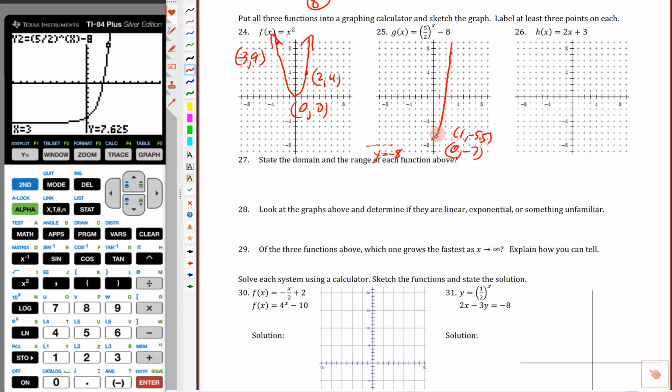Comes down here, really steep, and then flattens off really quickly, heads out there, and gets really, really close to -8 as it approaches -infinity. Okay, put an arrow on that one.